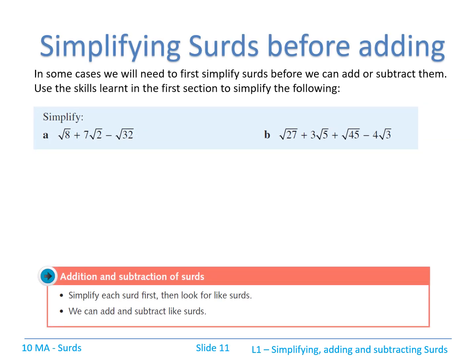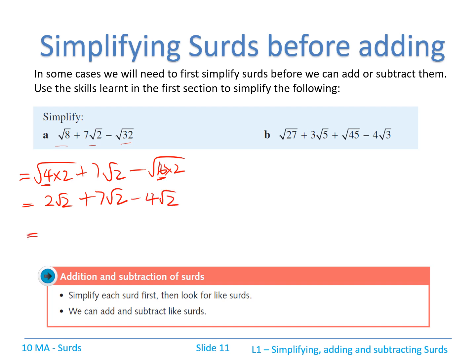Okay, sometimes we need to simplify first before we can add together. So you might look at this and go, okay, there's no like surds, I can't add them together. But we know that root 8 is root 4 times 2, plus 7 root 2, we can't do anything with that. Root 32 is root 16 times 2. We know that the square root of 4 is 2, so I get 2 root 2 plus 7 root 2. The square root of 16 is 4, so I get 4 root 2. And now they're all like surds, we can add them together. So 2 root 2 plus 7 root 2 is 9 root 2. Take away 4 root 2 is 5 root 2.